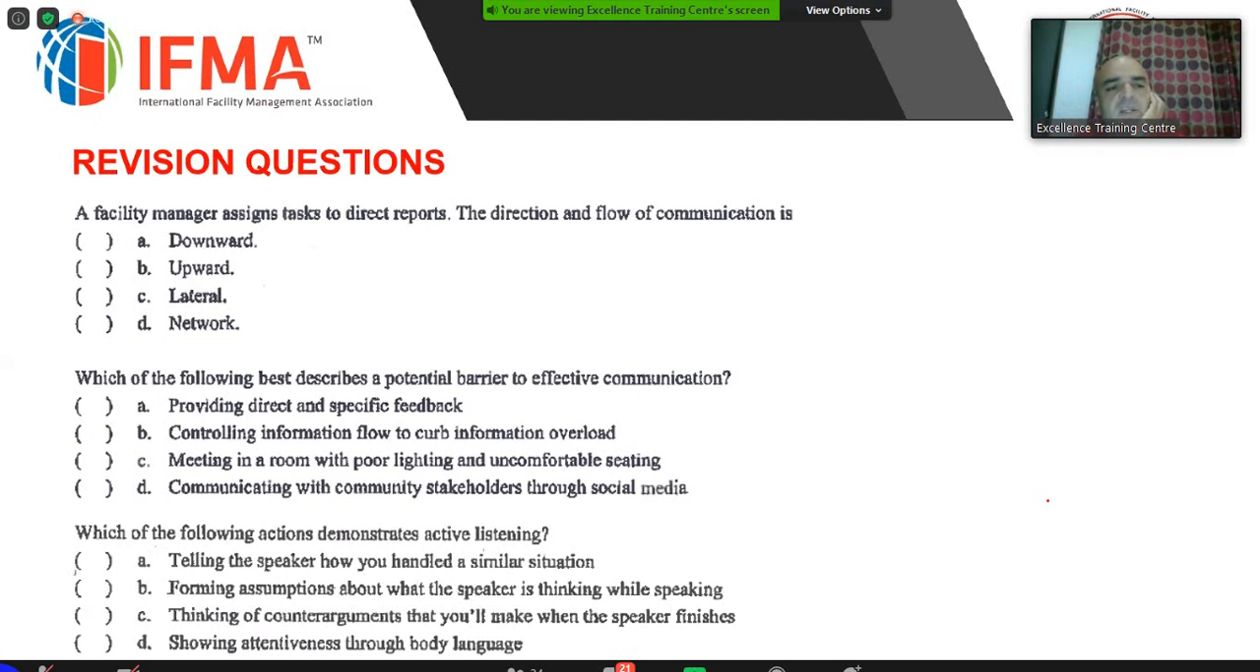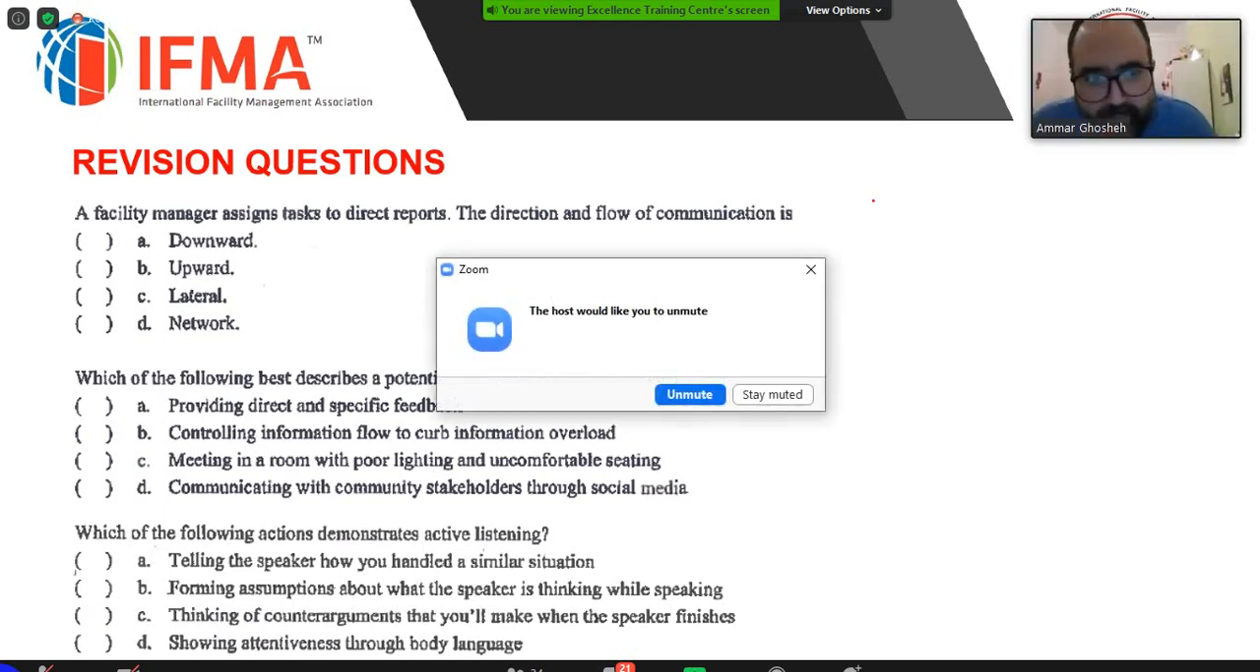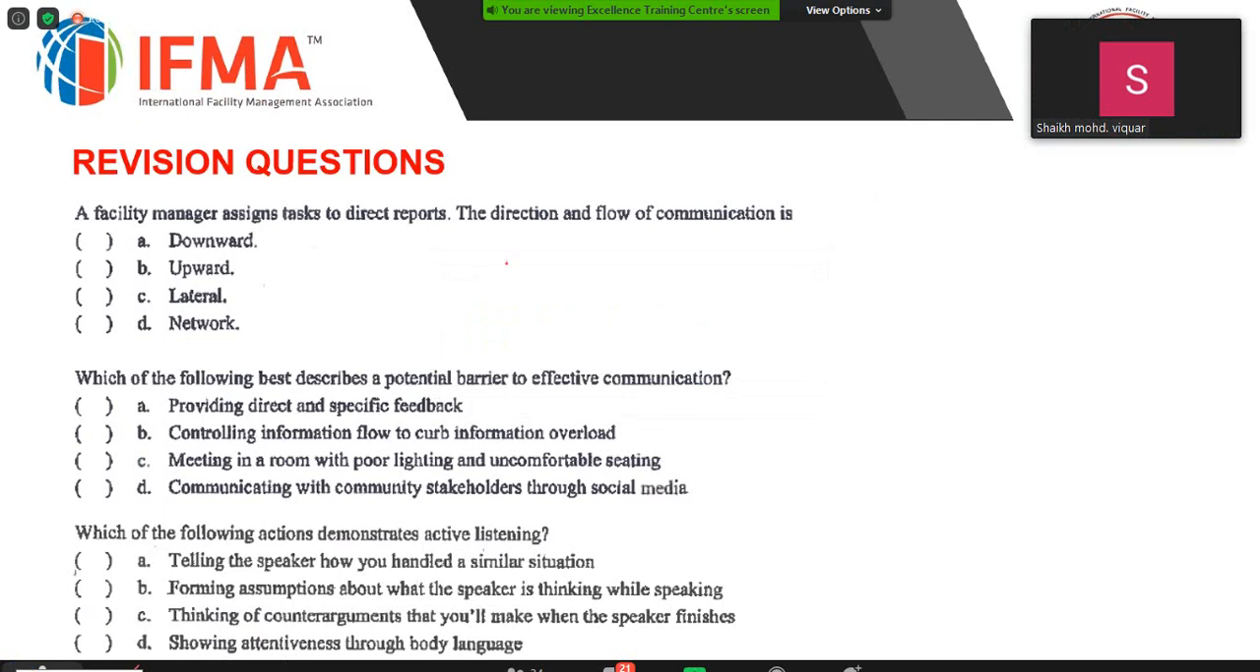One of the questions is: a facility manager assigns tasks to direct reports. The direction of the flow of communication is what? Downward, upward, lateral, network? Downward. It's a manager who is assigning tasks to his reports. From manager to reports, it's downward. This is very clear.